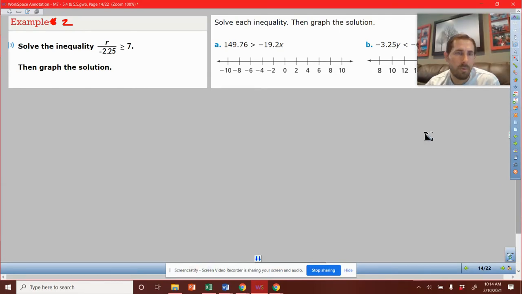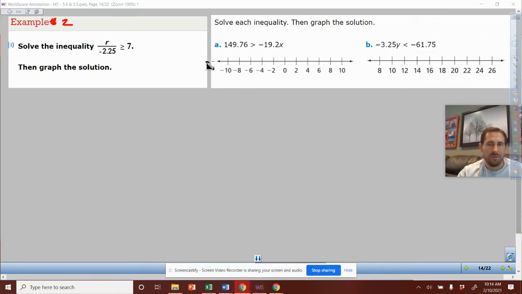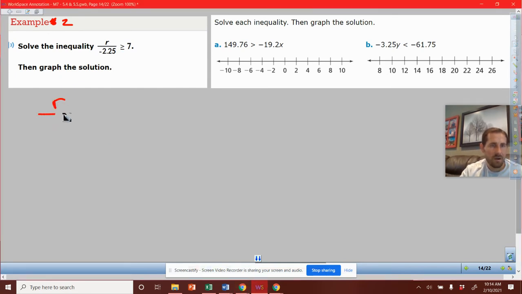Got multiple problems here, but we're going to do probably just two of them. Solve the inequality and then graph it. So here we've got r divided by negative 2.25 is greater than or equal to 7. To get rid of that division, we are going to multiply by negative 2.25.